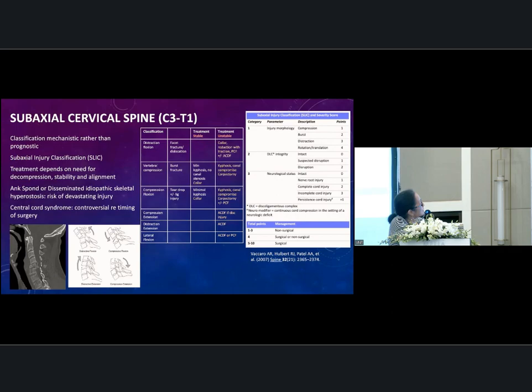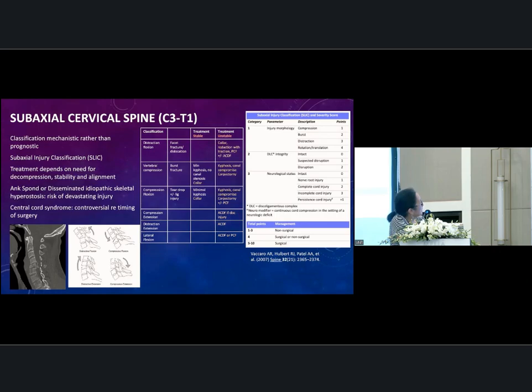So it basically looks at injury morphology, the posterior ligament integrity, and the neurological status. And it then gives us a score which outlines whether non-surgical or surgical management is recommended to give the best outcome.